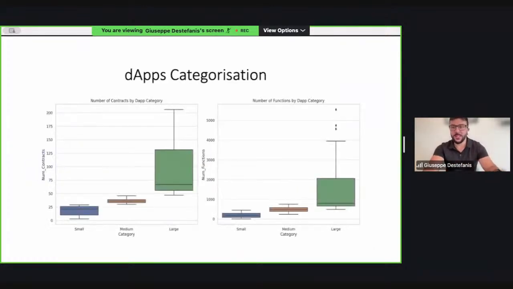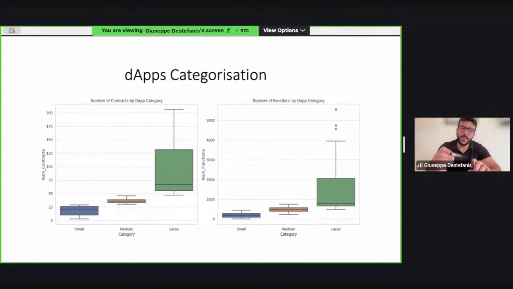We categorized the decentralized applications with different sizes. We have almost 70 decentralized applications in our data set. But first thing, can we compare all the decentralized applications? Here we have the number of contracts in our data set and the number of functions. As you can see, they are quite different. So one thing that we have to consider is size. Can we compare all the decentralized applications together? Well, we could, but do we get meaningful information with this?